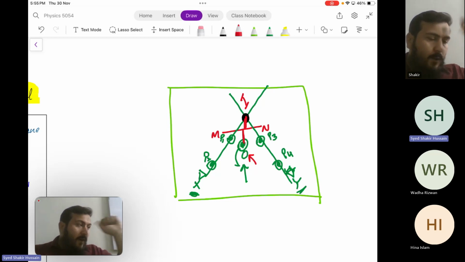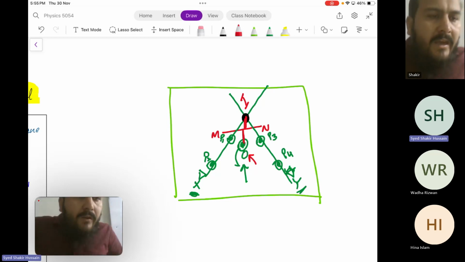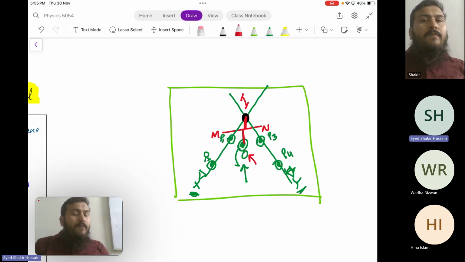So you have 5 properties of the image formed in a plane mirror. Number 1, it's the same distance. Object and image distance is the same. Number 2, it's the same size. Number 3, it's upright vertically. Number 4, it's laterally inverted. And number 5, it's virtual. It's virtual, right?